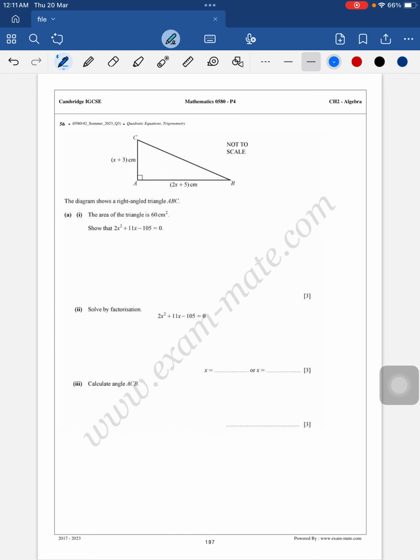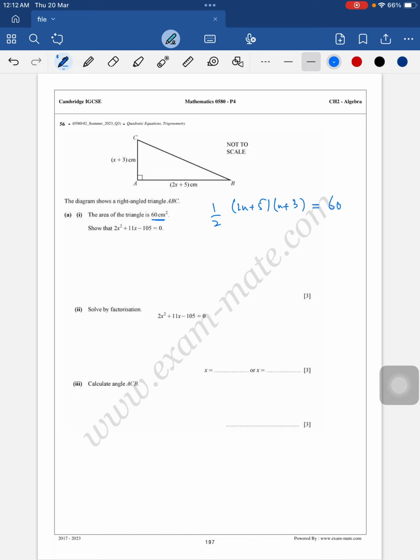Question number 56. We have a right angled triangle. The area of the triangle is 60 centimeters square. Show that 2x square plus 11x minus 105 is equal to 0. Area of a triangle is 1 upon 2, base is 2x plus 5, height is x plus 3, is equal to 60. I applied the formula of a triangle: area is half base into height, right?